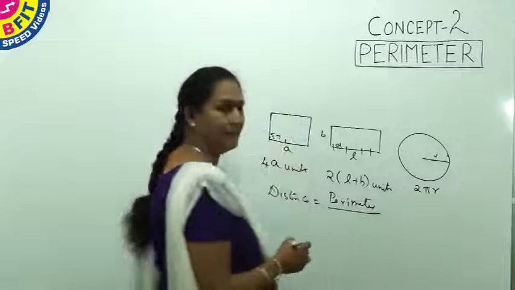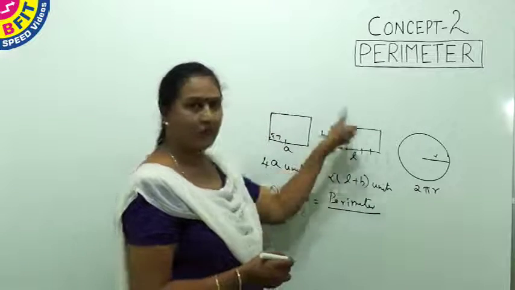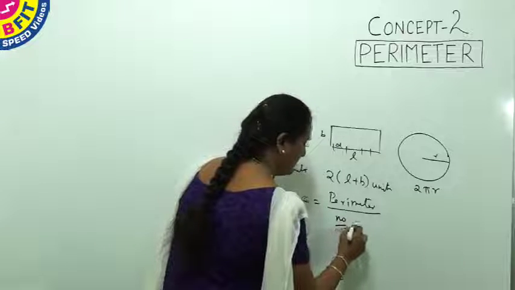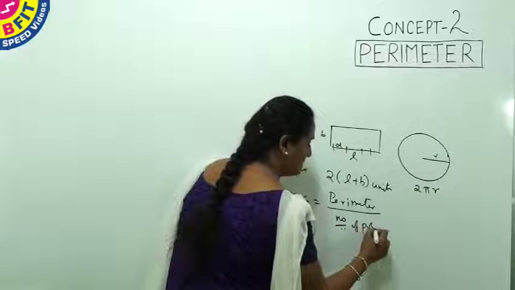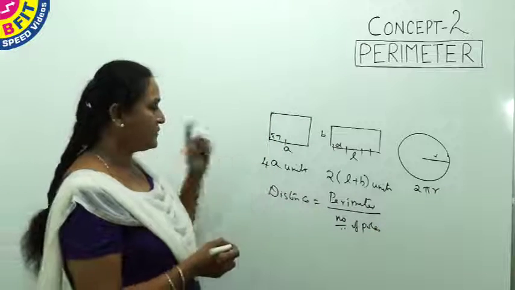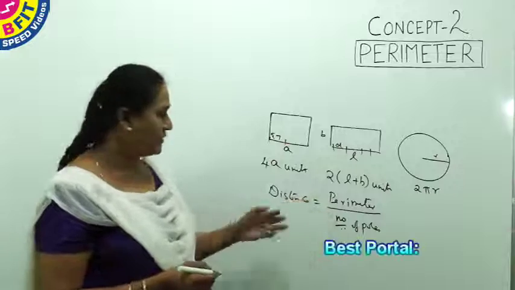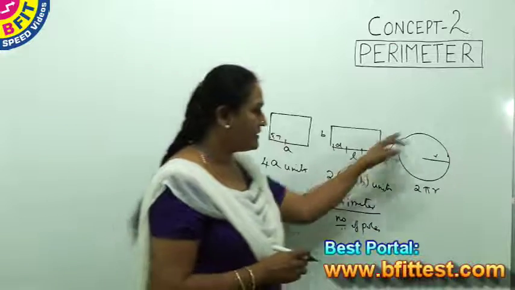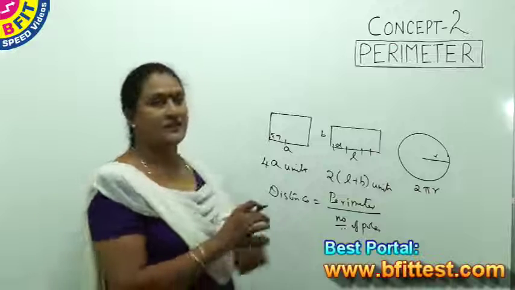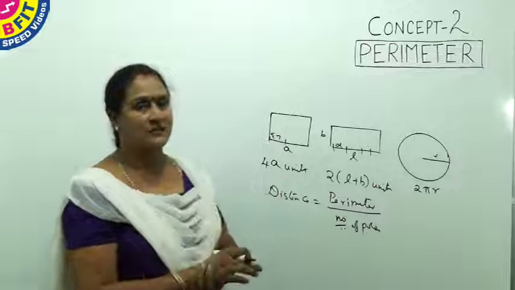and divide by the number of poles. So when distance is asked, find the full length, that is the perimeter, and divide by the number of poles. So we get the distance between the poles. So if it is a square or a rectangle, find the perimeter, divide by the number of poles, the distance is got. If it is a circle, find the circumference, divide by the number of poles, the distance is got. So seeing these concepts, we'll answer the questions which follow.